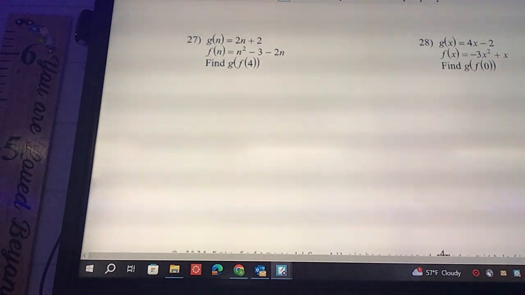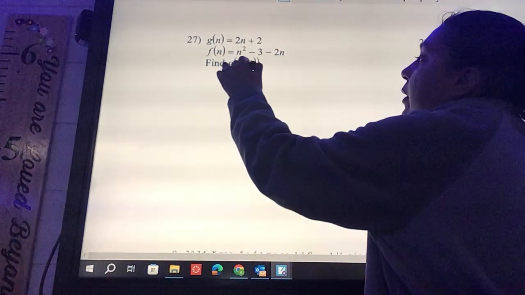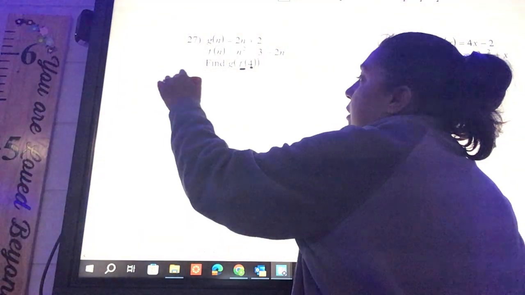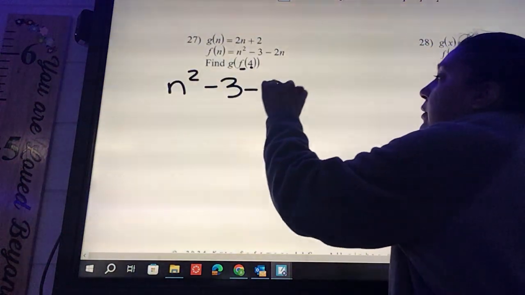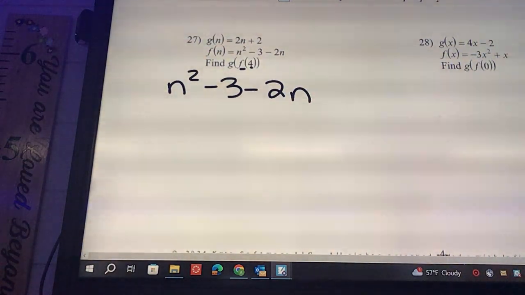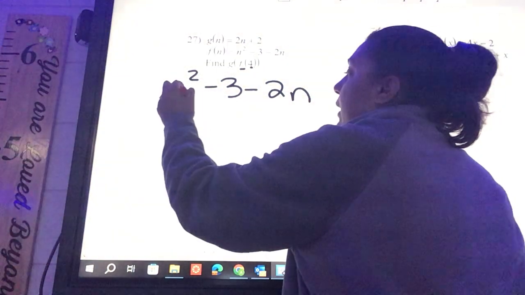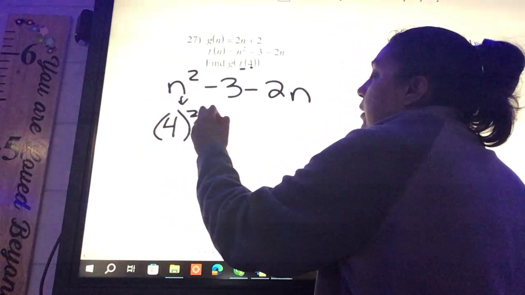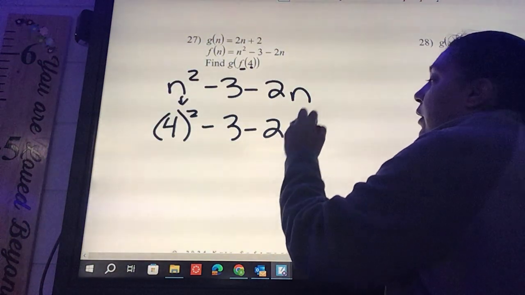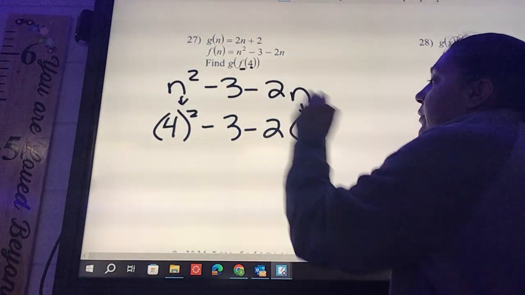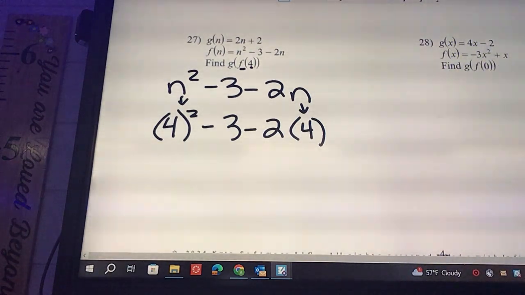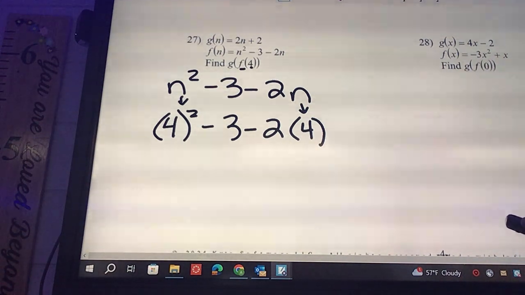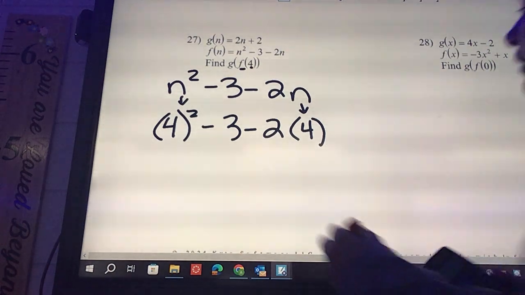Okay, so we start with the 4 into the f function. So I'm gonna write down my f function, n squared minus 3 minus 2n. Okay, everywhere there's an n, I'm putting parentheses 4. So right here it should be parentheses 4 squared minus 3 minus 2, and then parentheses 4. Okay, so we're gonna type that in our calculator and see what you get. And you should get 5.